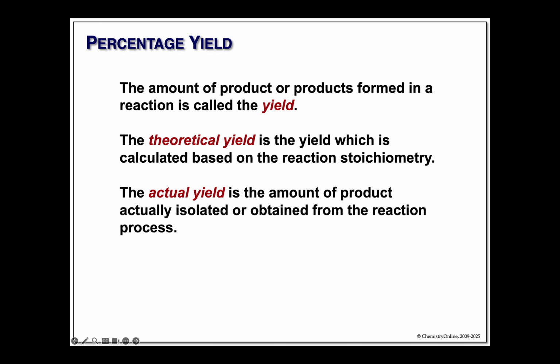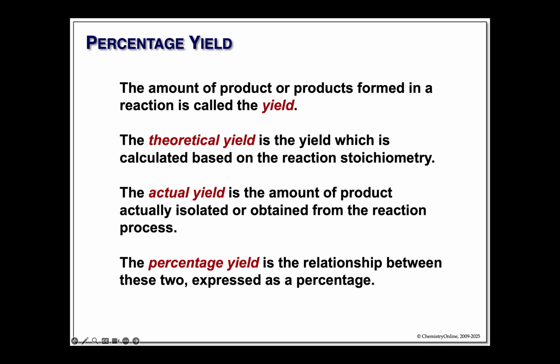Percent yield. When you do a reaction, the amount of product you get is called the yield. Theoretical yield is what you expect from the stoichiometry. The actual yield is what you wind up with on the balance. The percentage yield is simply actual divided by theoretical times 100.